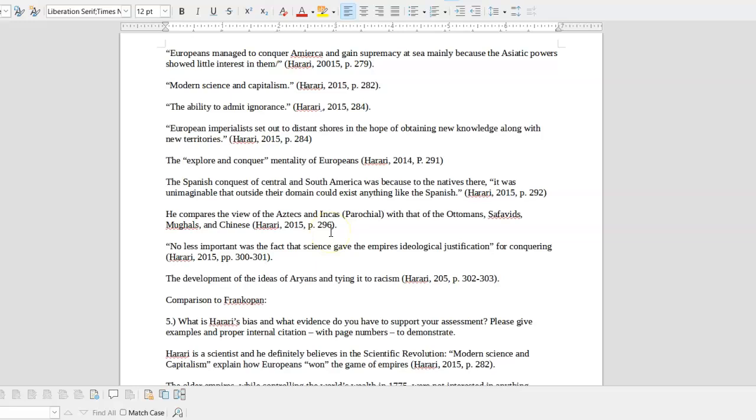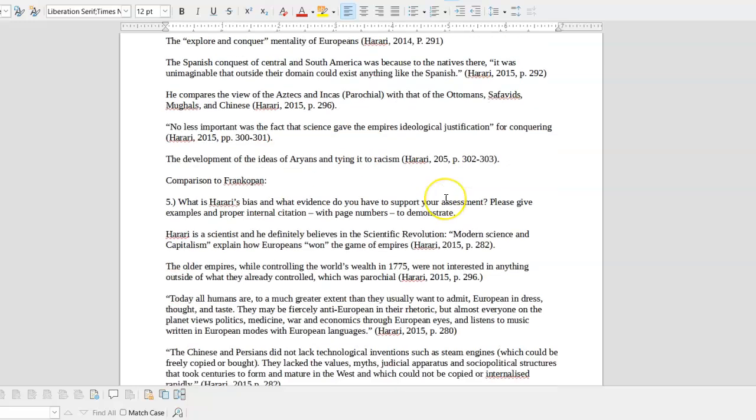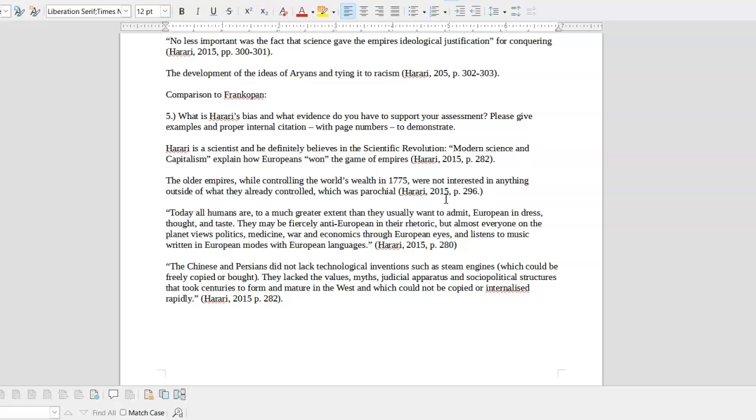No less important was the fact that science gave the empires ideological justification for conquering. And what this means is effectively the idea that they were superior and therefore had an obligation to share their knowledge and abilities with other people while controlling them. He does discuss the development of the ideas of Aryans and tying it to racism, in that area where he discusses the bad side, basically, of science.